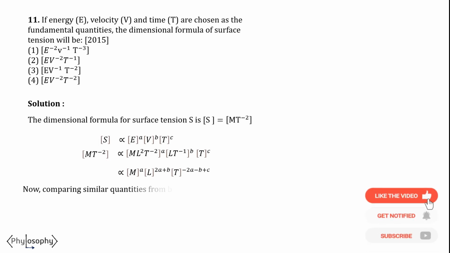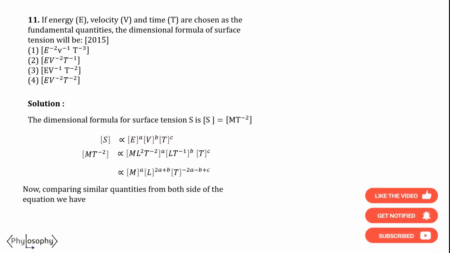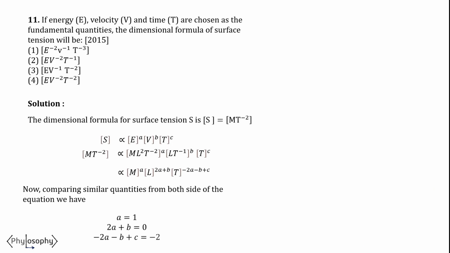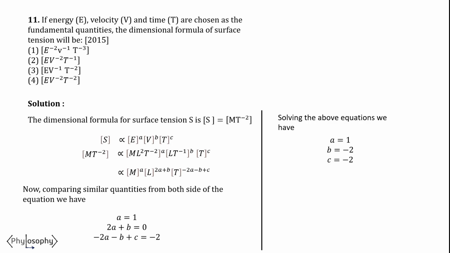Now comparing similar quantities from both sides of the equation, we can write a equals 1, 2a plus b equals 0, minus 2a minus b plus c equals minus 2. Now if you solve these equations, then you will get a equals 1, b equals minus 2 and c equals minus 2. So the dimensional formula for surface tension will be E V to the power minus 2 t to the power minus 2. Therefore option 4 will be the correct answer.